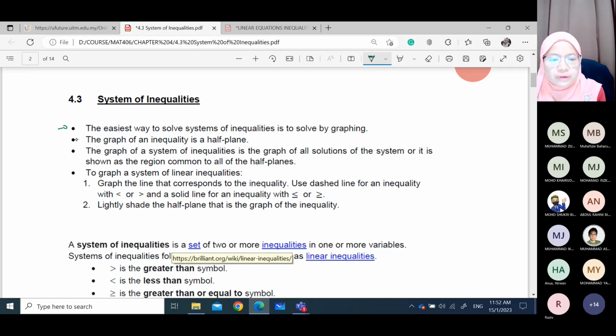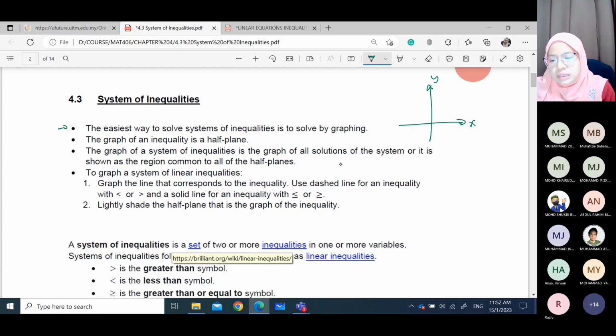Okay, so next the graph of an inequality is a half plane. So half plane ni maknanya plane two axis lah yang melibatkan two axis x and y. Okay, so you boleh baca dekat sini. So next, the graph of a system of inequalities is a graph of all solutions of the system, or it is shown as a region common to all of the half planes. Okay, so yang ini graph of a system of inequalities, it means that graph of the solution.